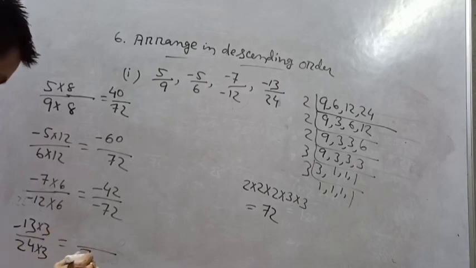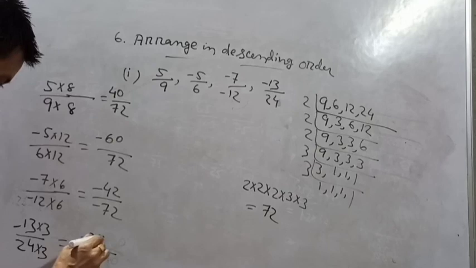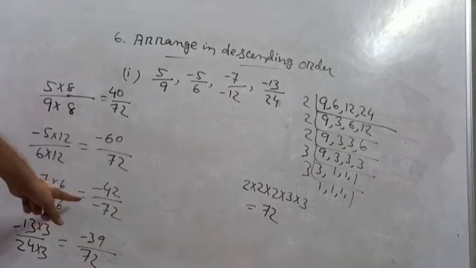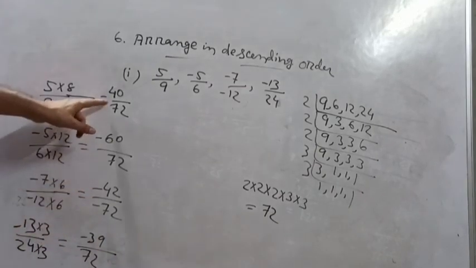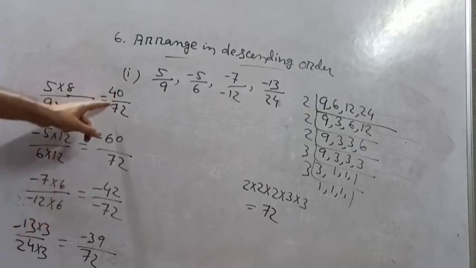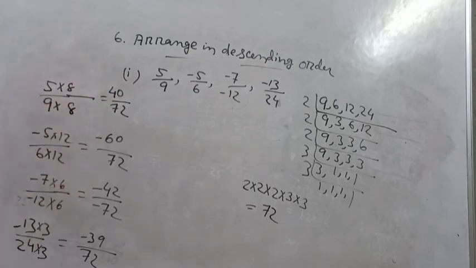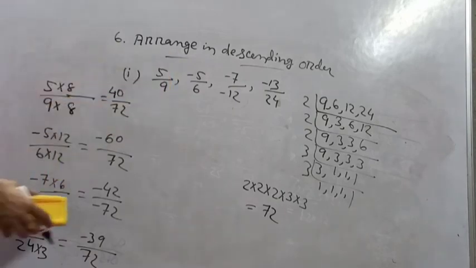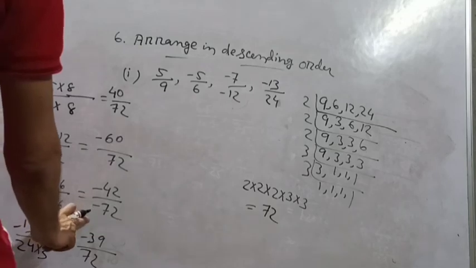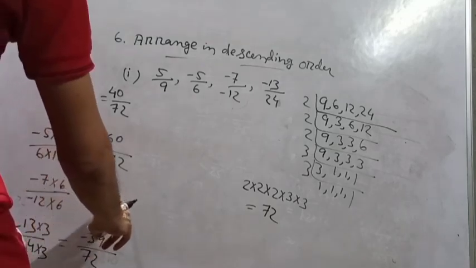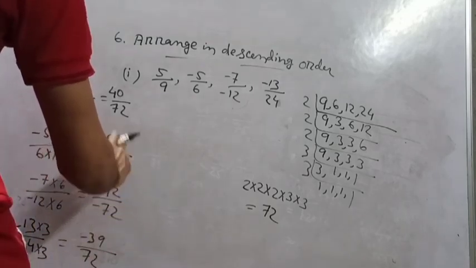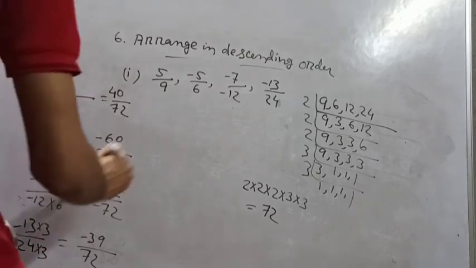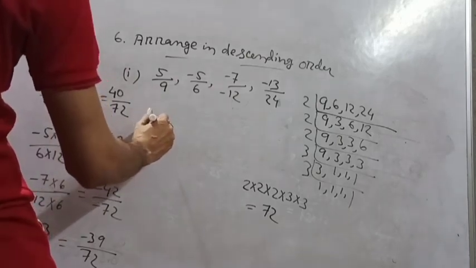3 times 24 is 72, so minus 39 by 72. Minus 7 by 12 is positive because both are negative. Don't think this is negative. Positive value is greater than negative value, so this is the largest one, the greatest one.